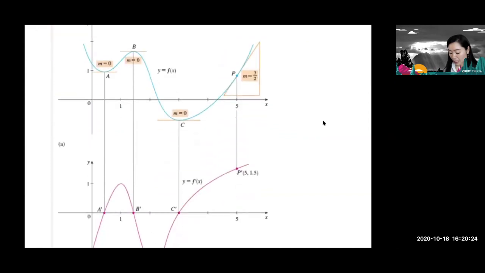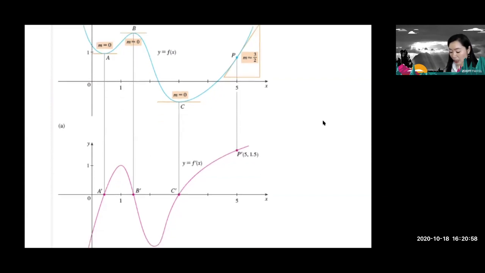So that corresponds to this A here, B here, and C here. The slope equals 0, so the derivative will be equal to 0. So the y coordinate of f prime will be equal to 0 here, here, and here. Now when x equals 5, the slope is about 3 over 2. So y prime is about 1.5. So we have this point, 5, 1.5.